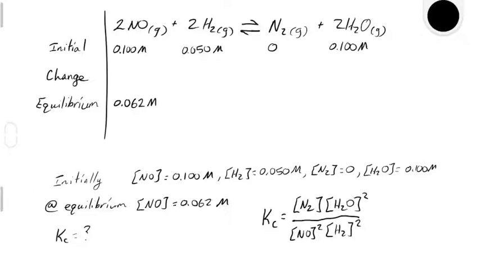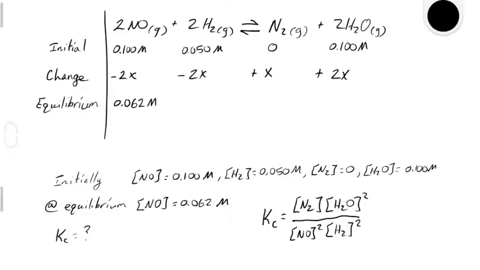We can see that nitrogen monoxide concentration decreases from 0.1 to 0.062, which means that the reactants are decreasing in concentration. So we know that the signs are going to be negatives on the left and positives on the right. We know from the stoichiometric coefficients that nitrogen monoxide, hydrogen, and water are all going to be changing by units of 2. And we know that nitrogen gas will be changing by sets of 1.